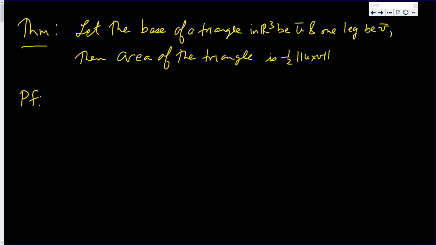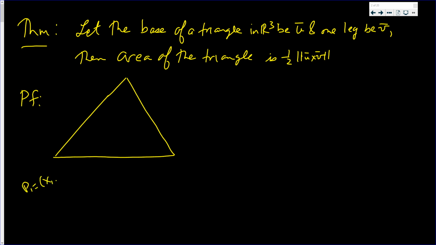Given a triangle in R3, I'm going to show how you can use vectors and cross products to find the area of the triangle. Suppose we have this triangle. Point 1 will be x1, y1, z1. Point 2, P2, will be x2, y2, z2, and point 3, of course, will be x3, y3, z3.